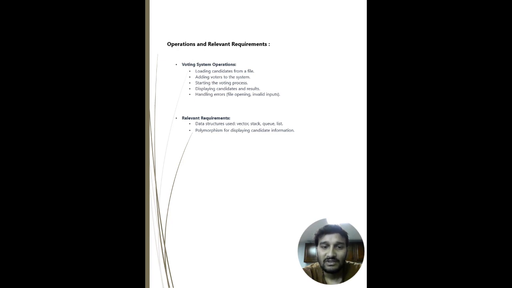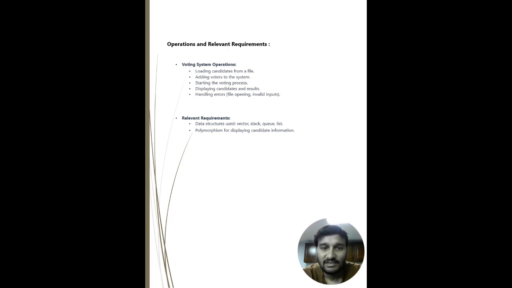Voters input their choice with the candidate's index, and the program increments the candidate's vote count while moving the voter from the waiting list to the list of those who have voted. Next is displaying sorted candidates. In the voting system class, we have the display candidates sorted method. This method uses a binary search tree to display candidates in alphabetical order based on their names. It shows the list of candidates sorted by name using the binary search tree.